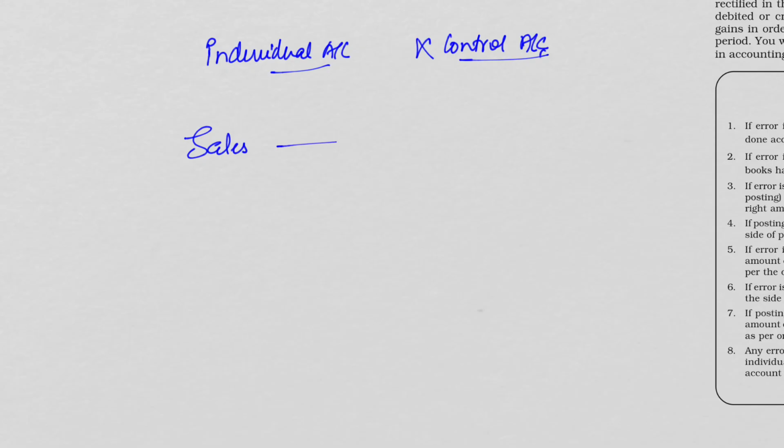Next we have, errors in posting of individual transactions in subsidiary books affect only individual accounts and not the control accounts. So this means that if a sales entry is wrongly posted to a customer's account, then the sales account remains correct, only the customer account needs correction.